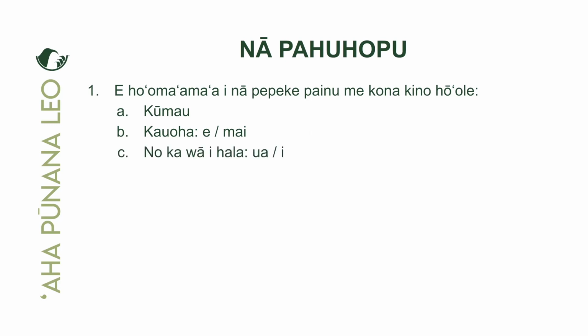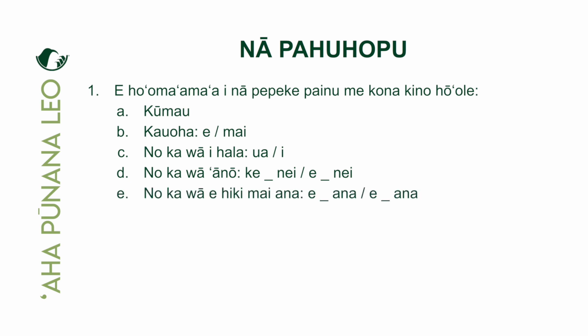We're going to review no ka wā i hala, which was ua and e. No ka wā ʻaʻano, which was kēnē and ēnē in the negative form. No ka wā e hiki mai ana, which was e ana in both the positive and negative forms. And finally, no ka hōʻike i ka hana ʻano, e ana, which is what we identified as e ana e lua, right? We had two forms of e ana e kahi and e ana e lua, and they're slightly different. So we're going to review all of these various forms of the pepeke painu, maikaʻi.